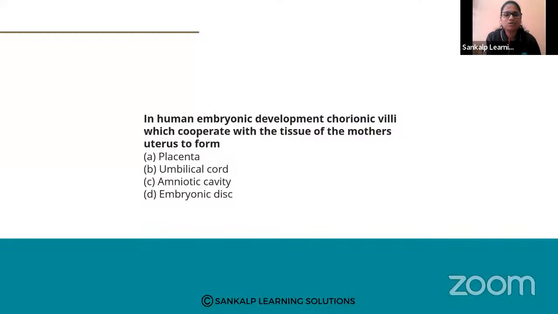Okay? So most of the students are here. Happy for you all. So here they asked: in human embryonic development, chorionic villi which cooperate with the tissue of the mother's uterus form what? That is placenta. Option A is the right answer. Almost all of you answered it correctly. Next question.